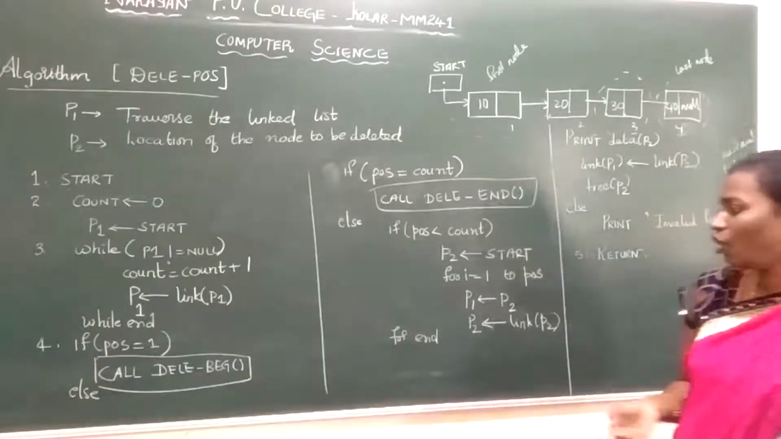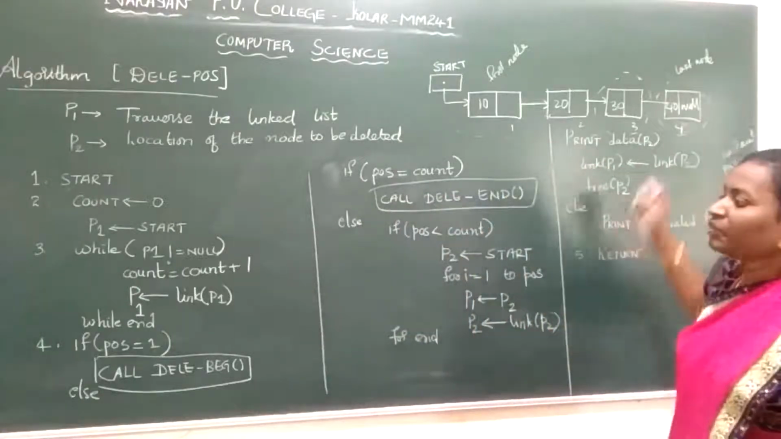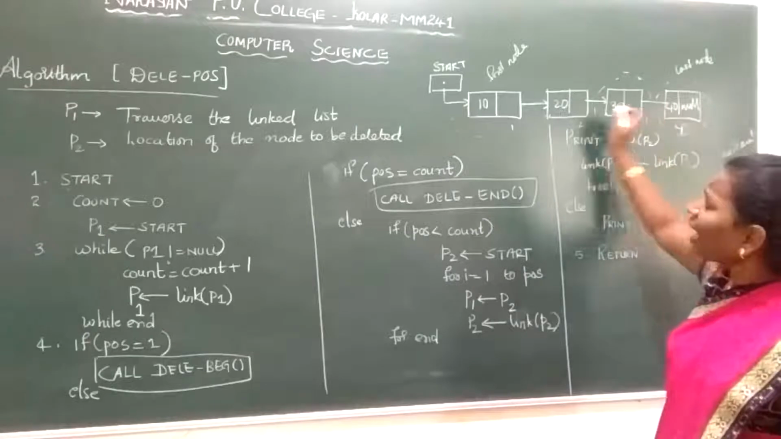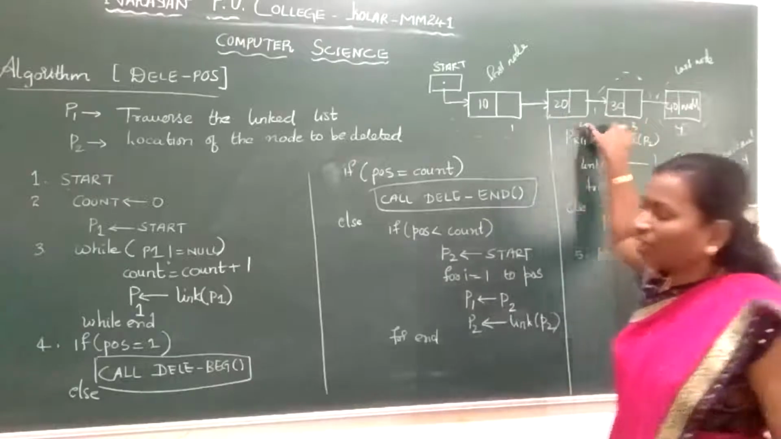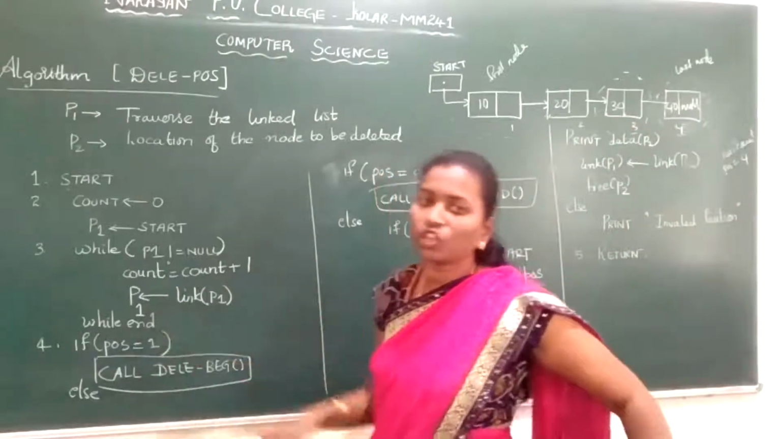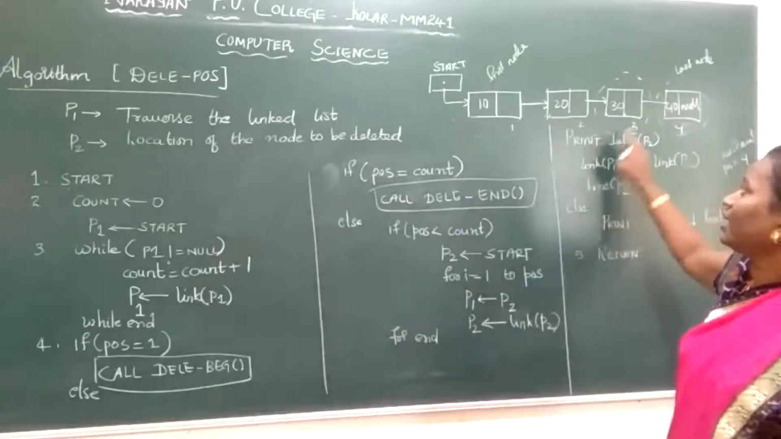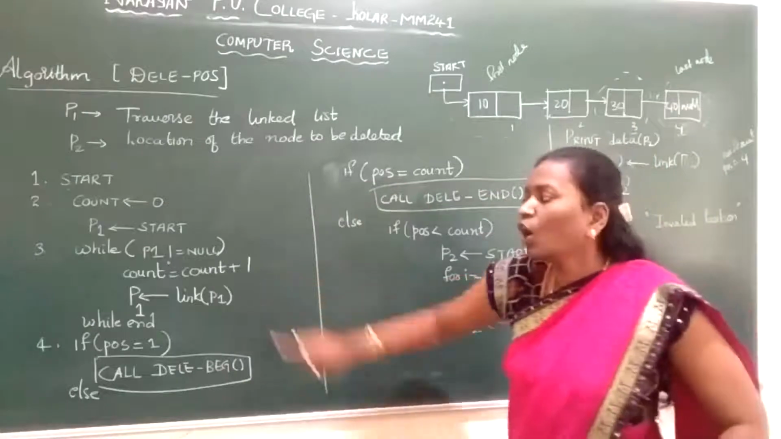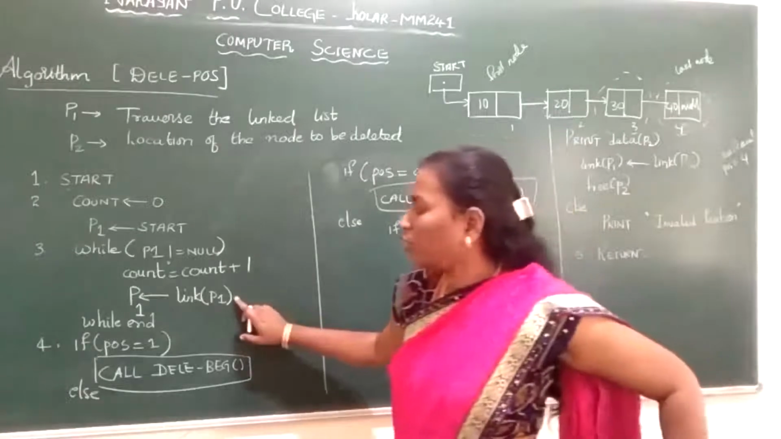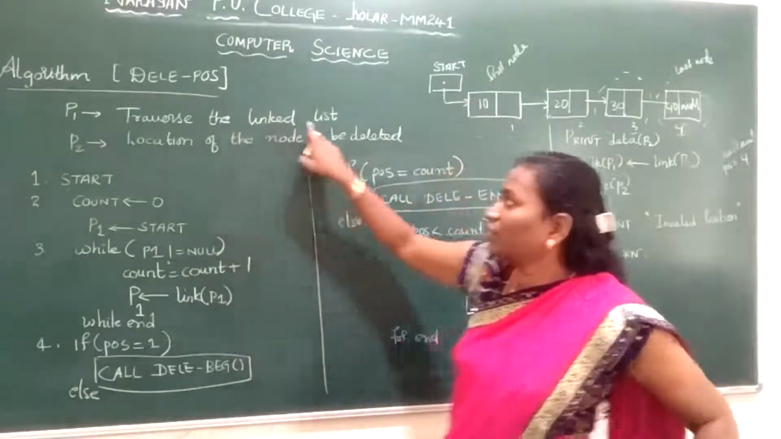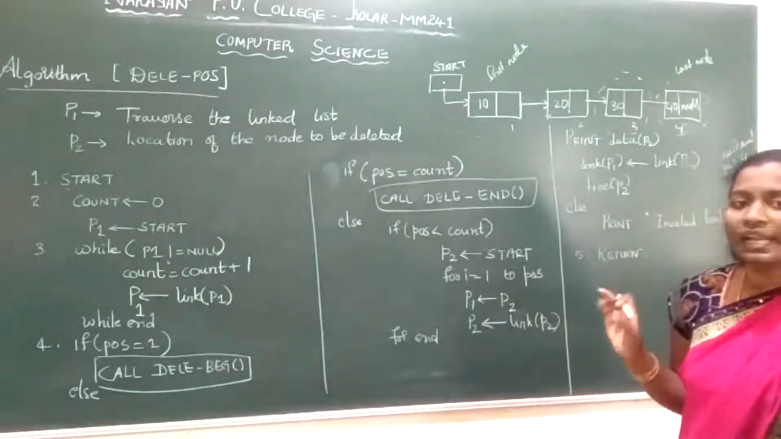If neither is the case, that is, I am not deleting at the beginning or at the end, I have to execute the routine to delete the element at the given position. This condition is true for P1, because the P1 pointer traverses the linked list, visiting each and every node. That is why I put it in a while loop to increment the counter. P1 is the pointer used to traverse the linked list. So far we have not seen the routine to delete at the given position.